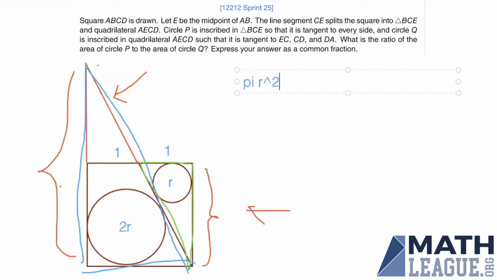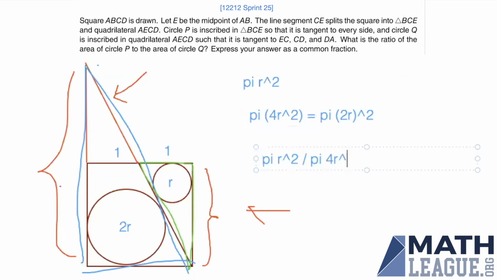The area of the small circle is pi r squared. The area of the large circle is pi times 4r squared, because 2r squared equals 4r squared. And then we can just compute the ratio. So pi r squared over pi times 4r squared equals 1/4. And we can see that 1/4 will always be the ratio regardless of what the side length of the square is, provided that the point we choose here is actually the midpoint. And that's problem number 25.